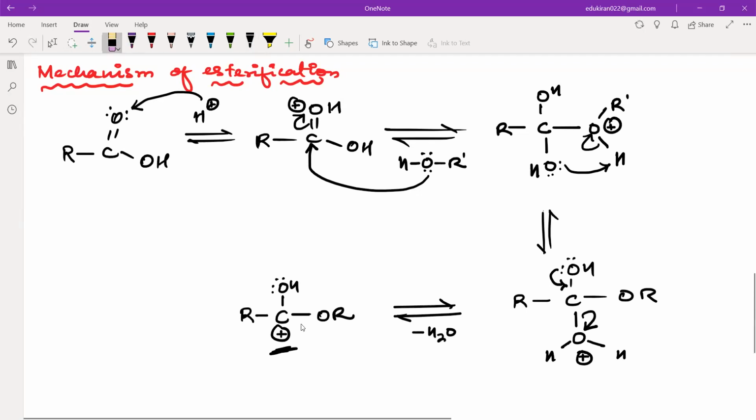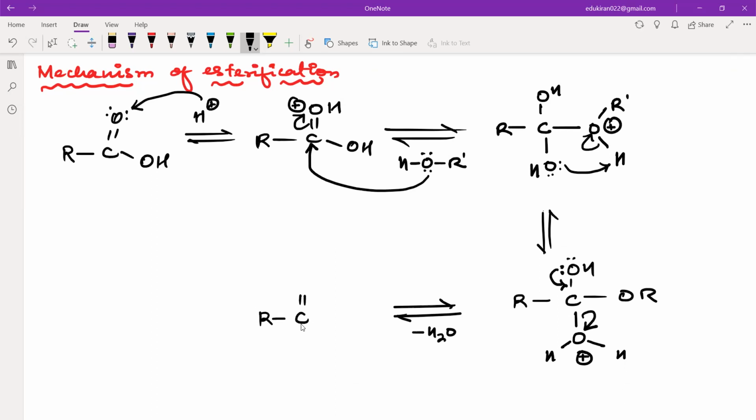And if you have a lone pair that is attached to a positive charge, it automatically generates a pi bond, because electrons are negative and here you have positive. So negative and positive will react and form R, C double bond O. There will be H, and here you have OR. There will be a positive charge here.